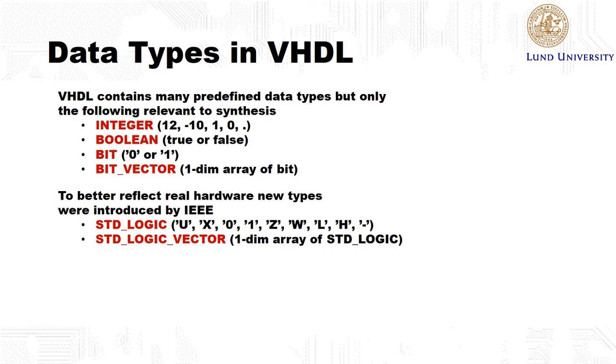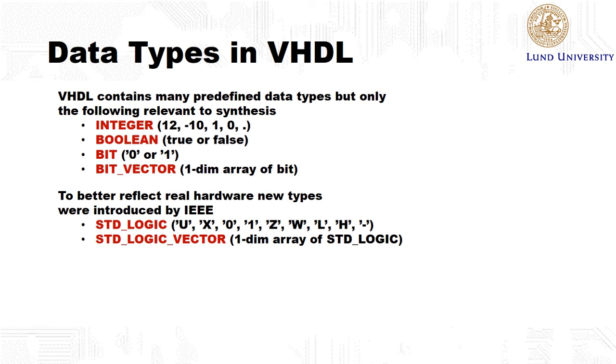1 and 0 stand for logic high and logic low. Z stands for high impedance. L and H stand for weak logic low and weak logic high. X and W stand for unknown and weak unknown. And U stands for uninitialized, and dash is the don't care.